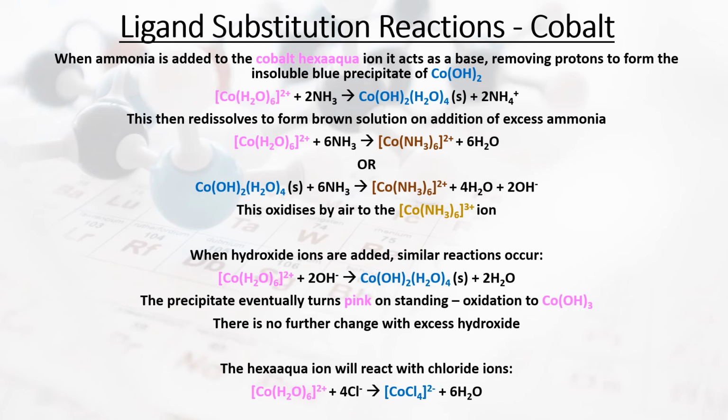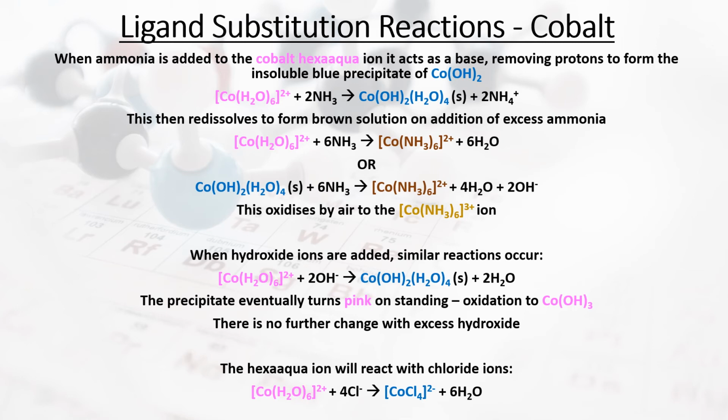And this precipitate will eventually turn pink on standing. And again, it's the oxidation in air to essentially the cobalt plus 3 oxidation state. So the cobalt hydroxide, but with the cobalt plus 3 ions, so Co(OH)3 or Co(OH)3(H2O)3. So essentially you'd see this, if you left that open in air, you'd see your blue precipitate turning into a pink precipitate.